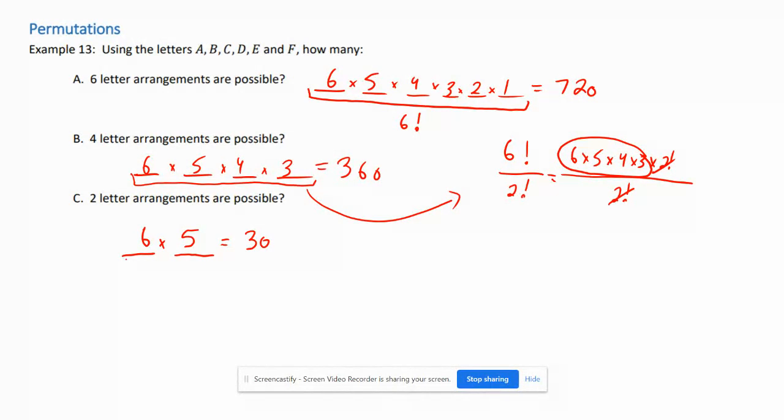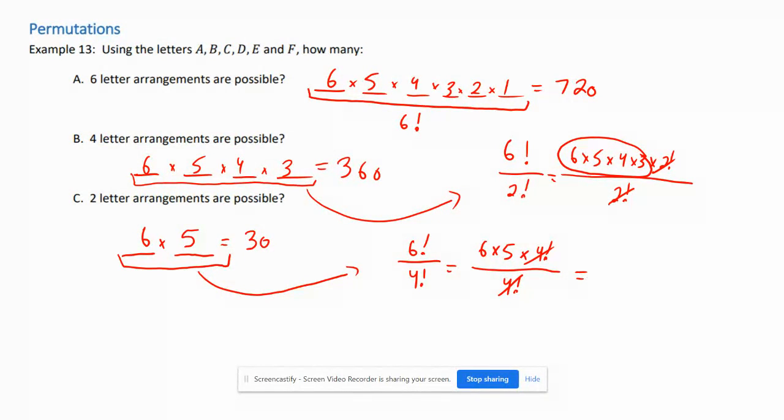Similarly, for this one, how can I rewrite it? Well, this is the same thing as 6 factorial over 4 factorial. The reason why this works is exactly the same as in the example before: 6 times 5 times 4 factorial over 4 factorial. The 4 factorials cancel out. 6 times 5 equals 30.